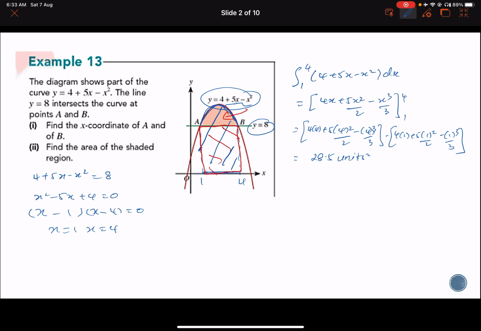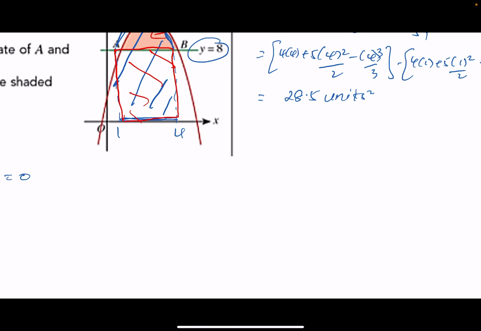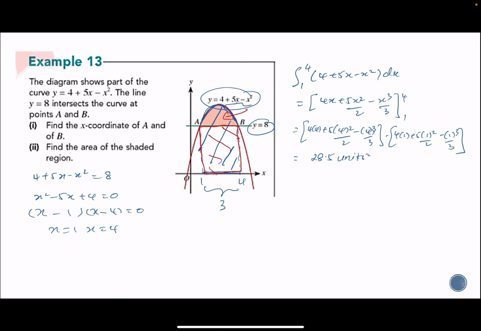But you wanted only the shaded part at the top, right? So you have to see the rectangle itself. Sorry, this part here is actually 3 units, and this part here is actually 8 units. So the area of the rectangle is 3 by 8, which gives me 24. So the shaded area will be just 28.5 minus 24, and you get 4.5 square units. This is the usual way that most people will do because it's easy to see that you can just minus off, but it can be a bit troublesome.